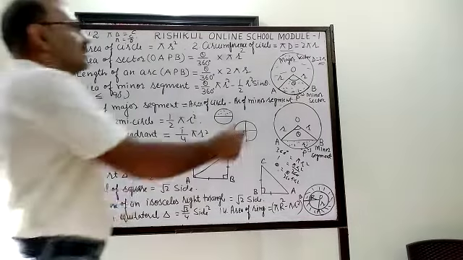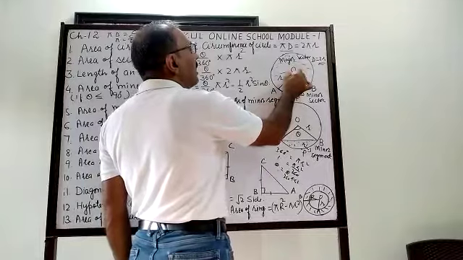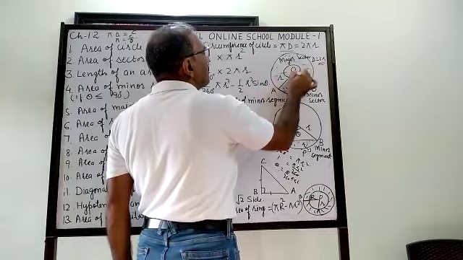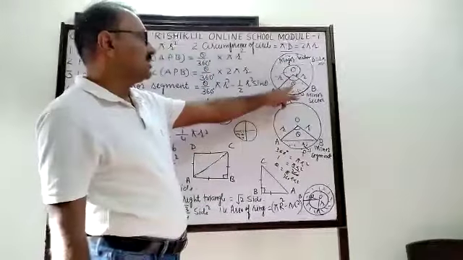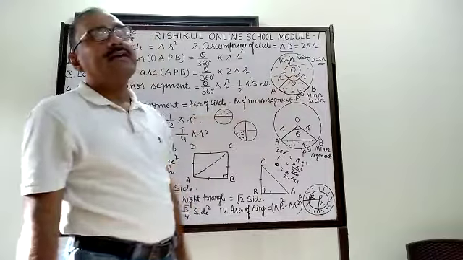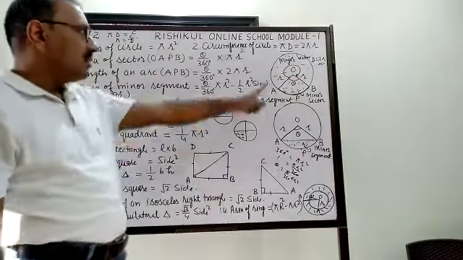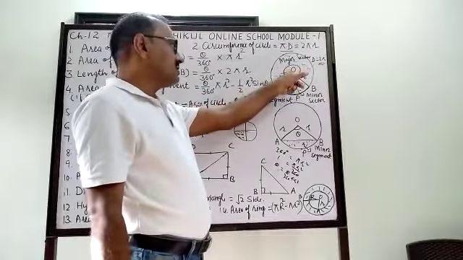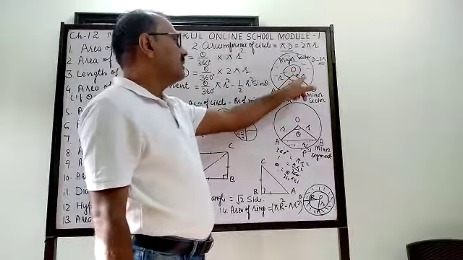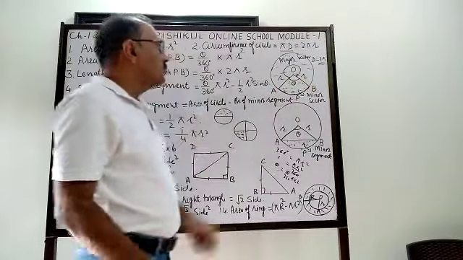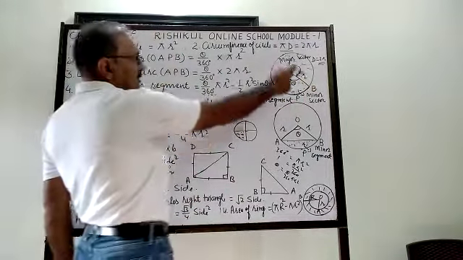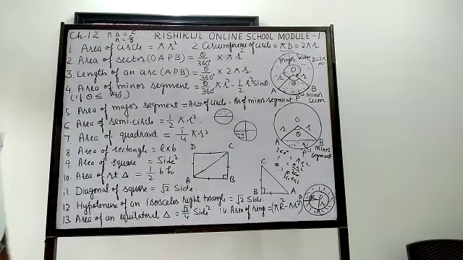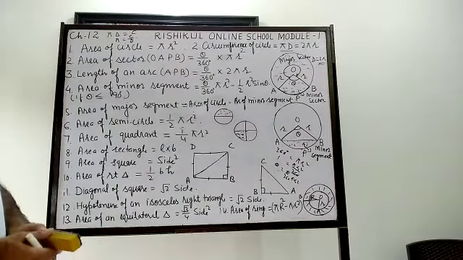And the area of the major sector is also theta upon 360 pi r square, where theta is 360 minus theta. If you want to find the area of the major sector, either you find this angle, or you can put it like this: 360 minus theta upon 360 pi r square. Clear?